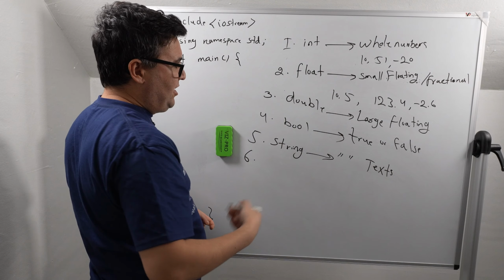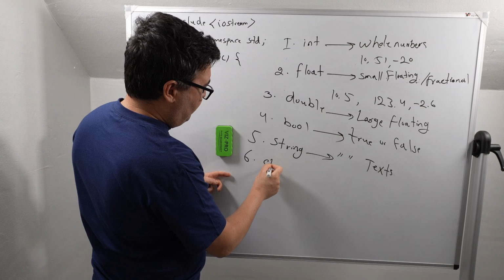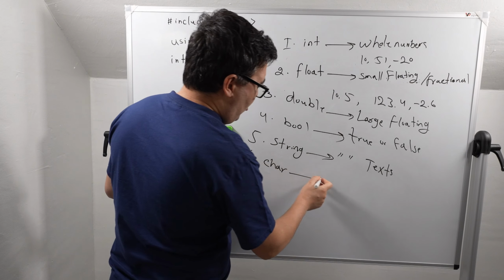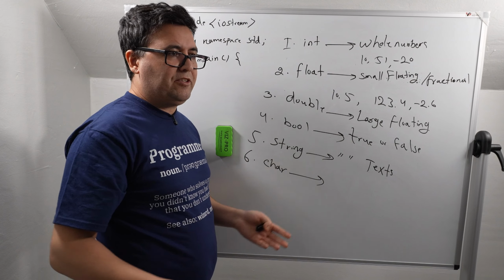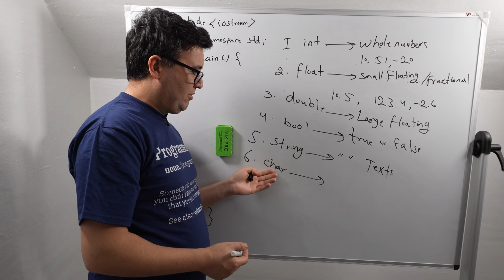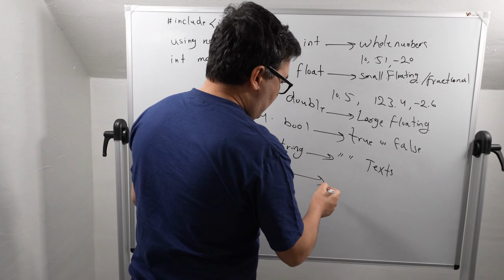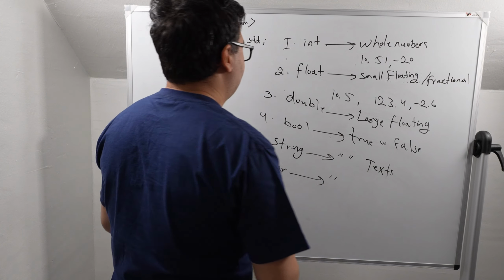And the sixth data type which we have is char, or character. If you want to store a character inside a variable, you have to define the type of the variable as character or char. And it should be inside single quotes.